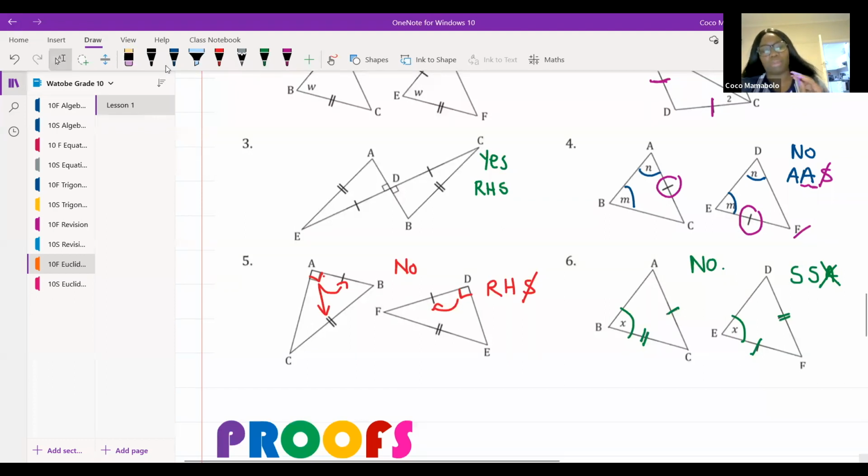Okay, I can see we're going to have a bit of confusion here. So I need you guys to give me a number from 1 to 10. How well do we understand the idea of proving whether things are congruent or not?